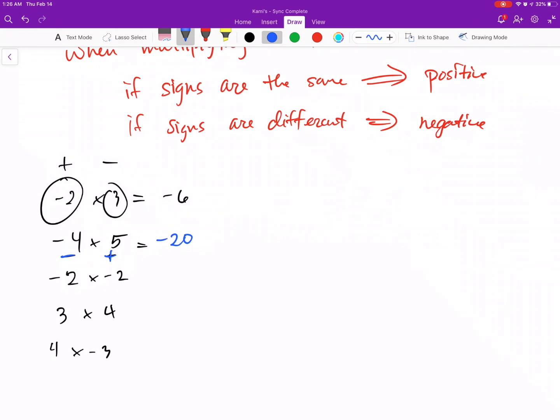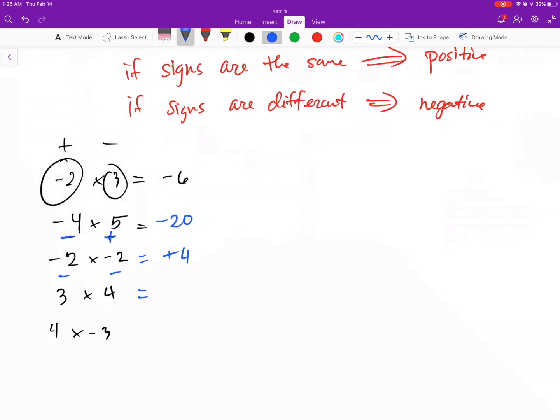Negative 2 times negative 2. 2 times 2 is 4. But since the signs are the same, negative, negative, we get positive 4. Let's see, 4 and 3. This is just regular multiplication. That's just 12. Signs are the same, so positive. 4 times negative 3. This is positive, this is negative. So 3 times 4 is 12, but since we have different signs, it's negative.